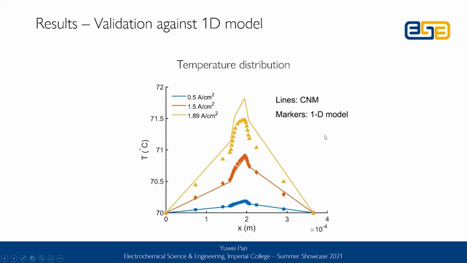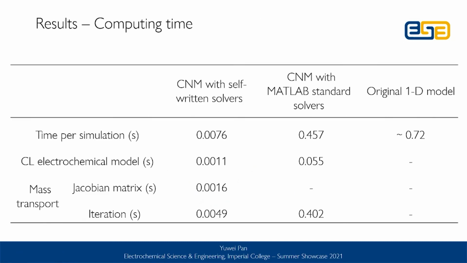And this higher membrane resistance can also lead to a higher heat generation rate, and this larger temperature gradient can further accelerate the membrane dehydration. So this is a positive loop, and it can further worsen the problem. With these self-written solvers, the computational node model obtained a similar simulation result as the 1D model, but it is nearly 100 times faster compared to the original 1D model.